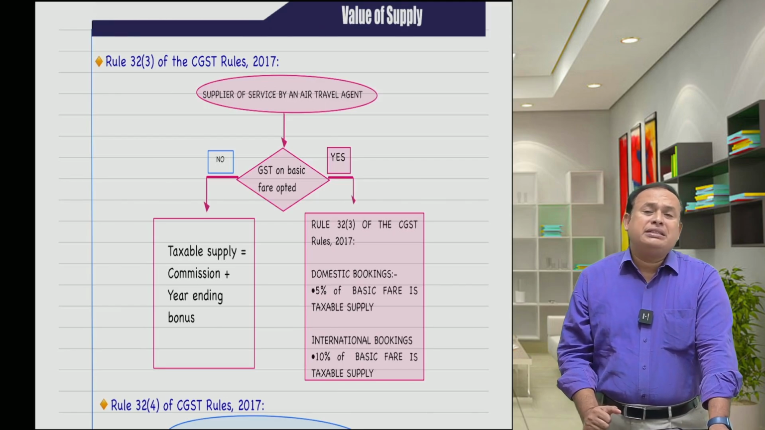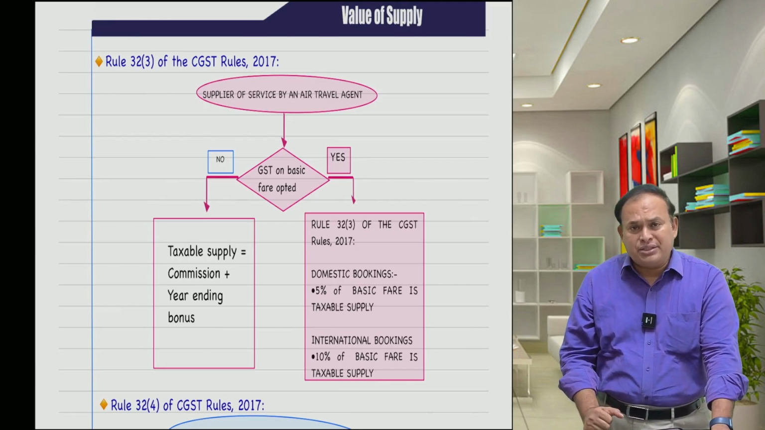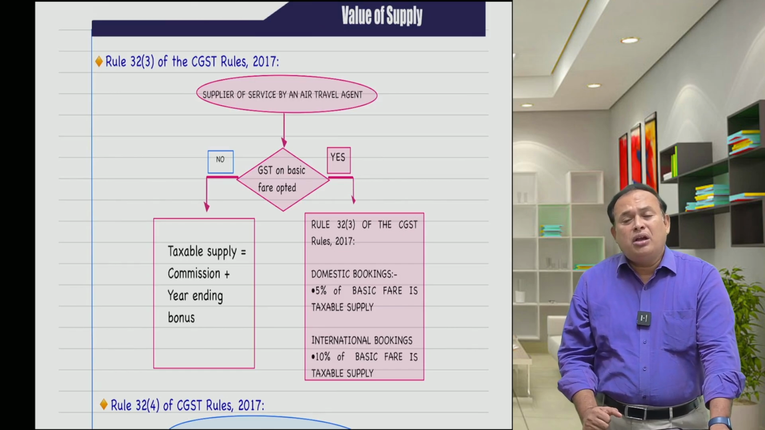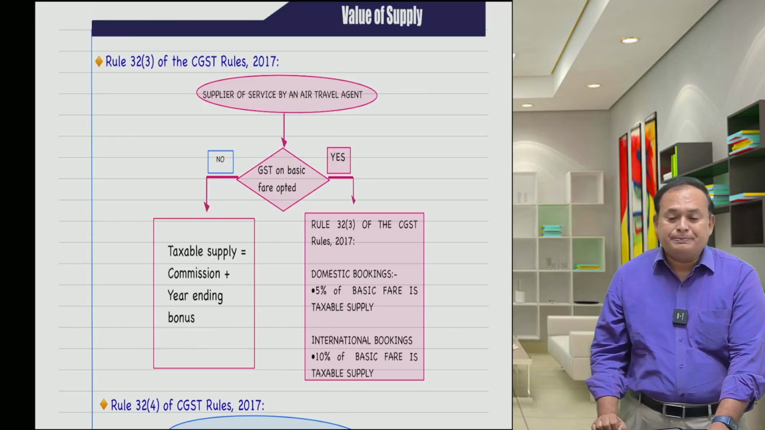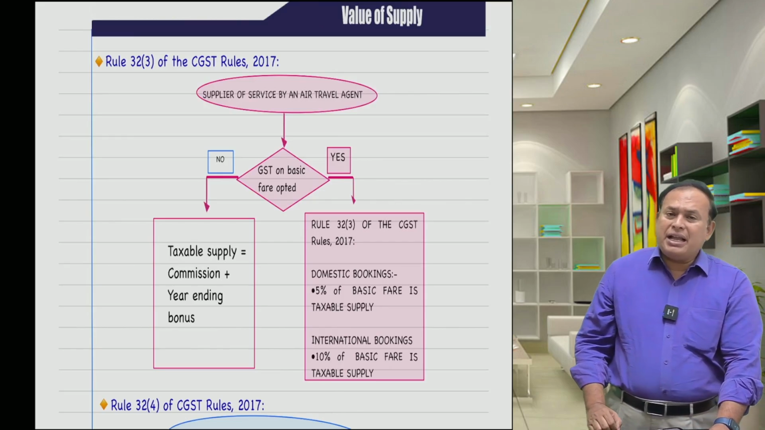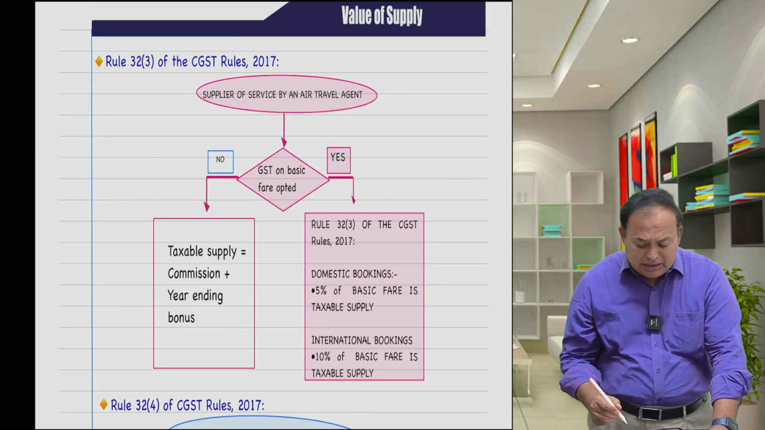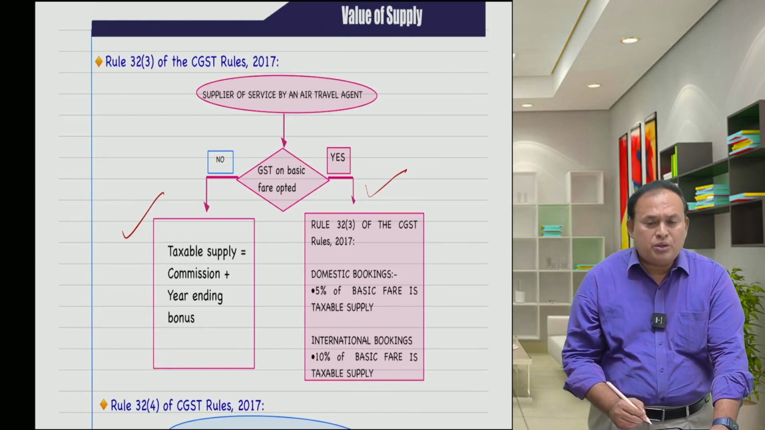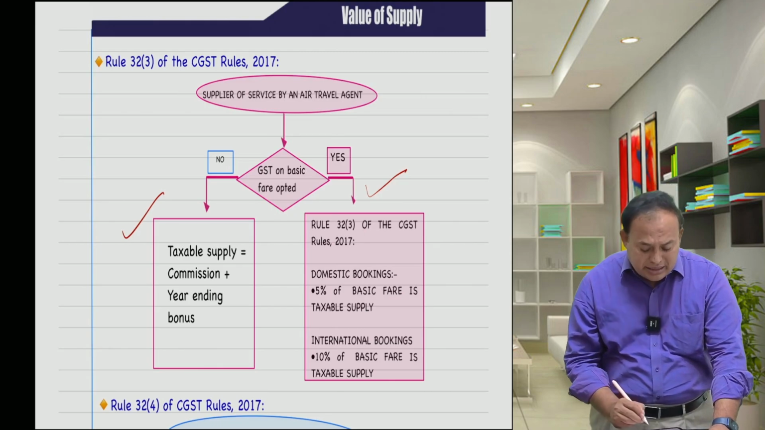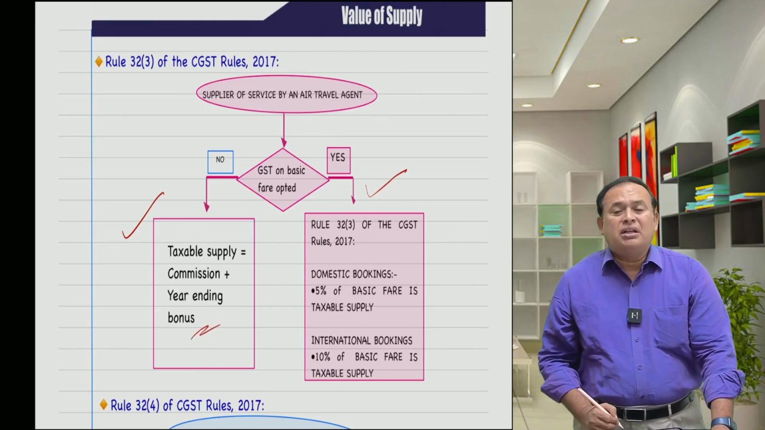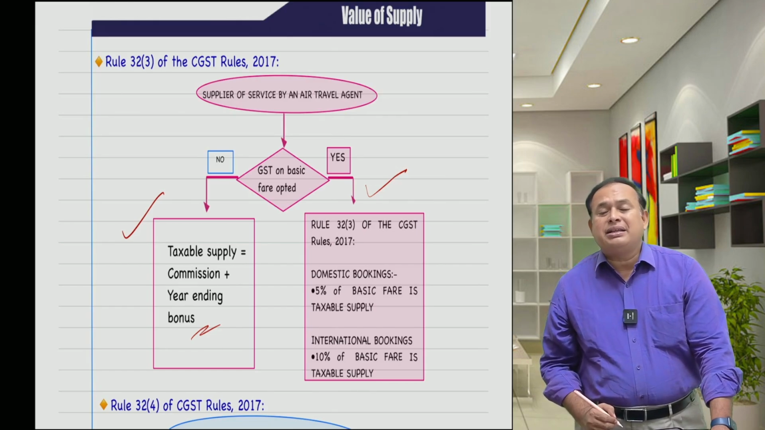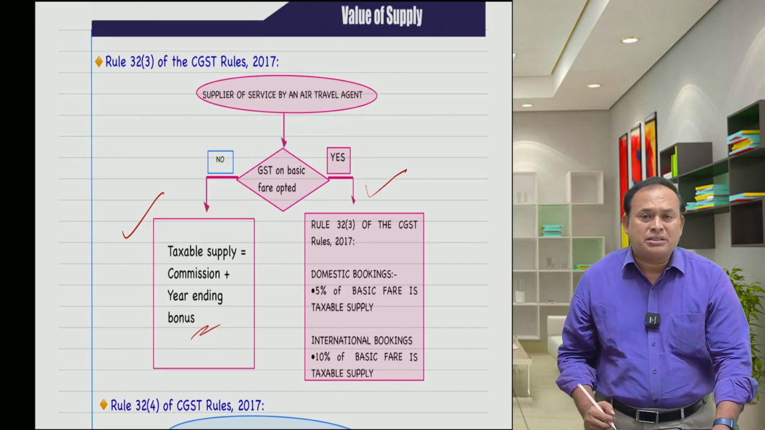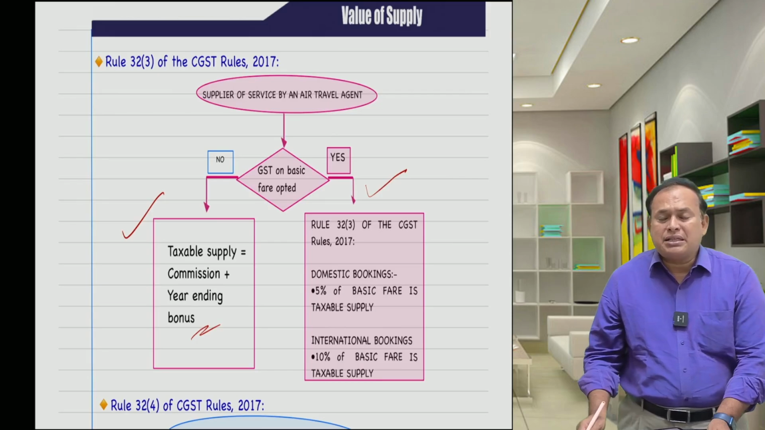In the case of international air travel bookings, 10% of the basic fare of international booking is equal to the value of taxable supply. Again, should I follow this approach or shall I follow the commission? Commission includes year-ending bonus. Year-ending bonus is nothing but what? From the commission retained by the supplier and released at the end of the year, called year-ending bonus. It forms part of the commission only. It is taxable supply only.